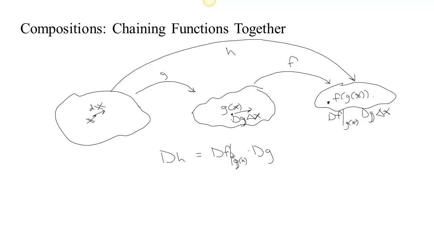So it's just matrix multiplication. In Calc 1, each derivative was a 1-by-1 matrix, so it was just multiplying derivatives. So this is just the more general case of our derivative formula that h prime at x was equal to f prime at g of x times g prime of x.